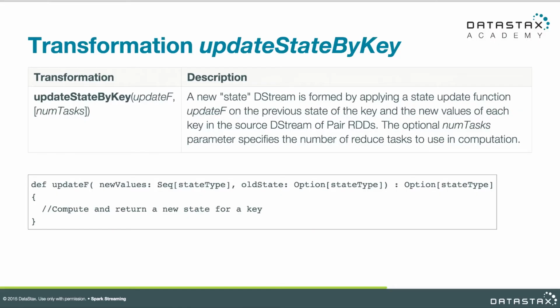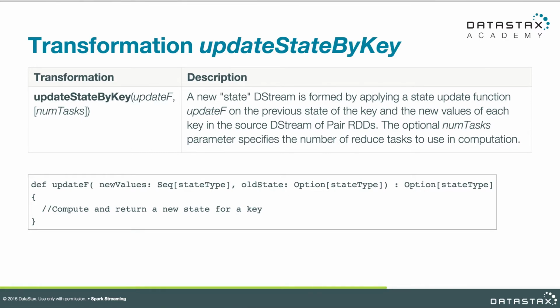Let's take a look at the primary API that we have for this. We've got one new method called updateStateByKey. Now this expects to be working on key-value pair DStreams. We pass a function to it that's a little bit more complex than most of the functions that we've been passing into our transformations so far.